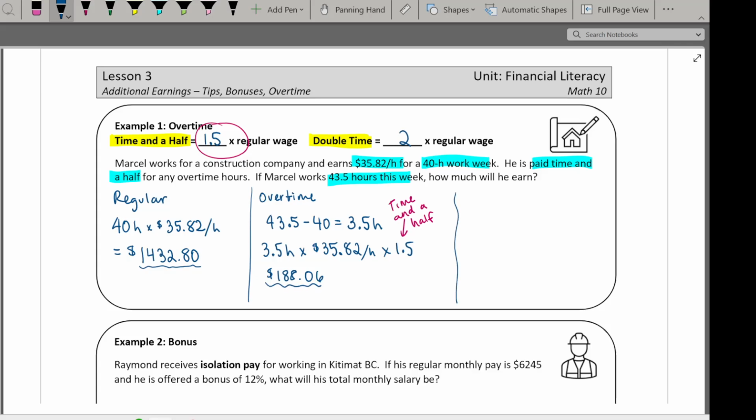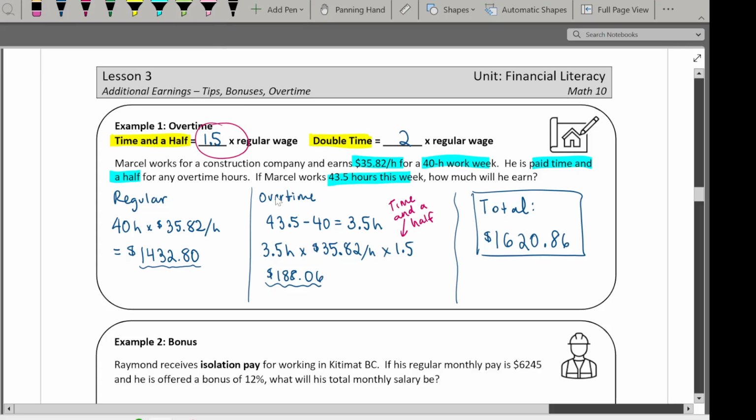Now his overall earnings, or his total, would just be those 2 things added up together, which is $1,620.86. So I think splitting it up into the regular and the overtime and then adding them together is kind of the clearest and best way to do those overtime questions or calculations.